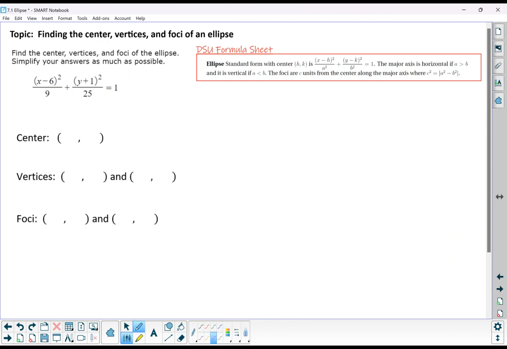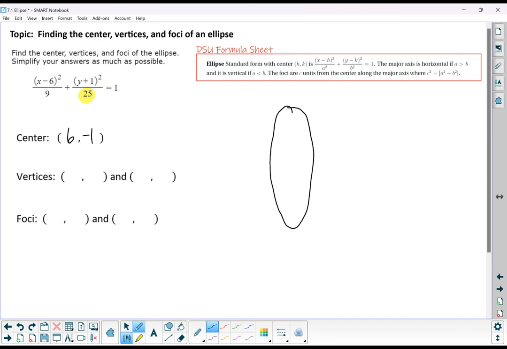Here's our equation. The center is always the easiest thing to find. So x minus 6 and y plus 1 are appearing in our equation, so our center is at (6, -1). And then notice that the number underneath the y plus 1 squared is the larger number. And so that means this is going to be a taller ellipse, like its major axis is vertical. If you're using your notes paper, I think you have a coordinate plane. I don't have a coordinate plane here, so I'm just going to do a rough sketch. So I know this ellipse is centered at the point (6, -1).